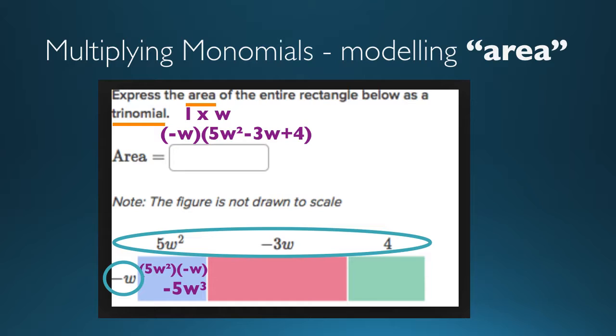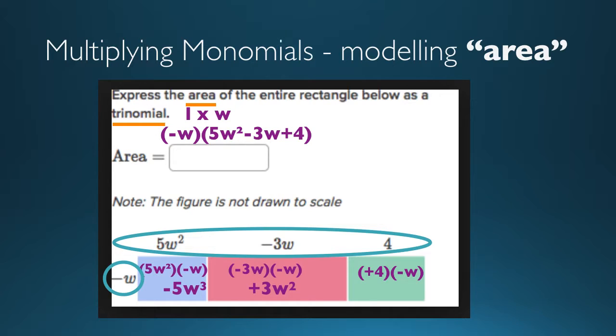Now we also need to determine the area of the pink rectangle. So that's going to be the product of negative 3w times negative w. If I multiply those two monomials together, multiply the numbers, negative 3 times negative 1 is positive 3, and then the variables, w times w is w squared.